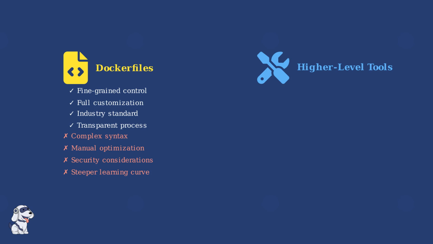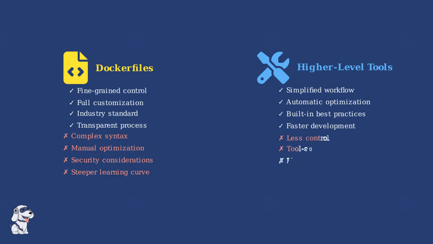However, they require complex syntax knowledge, manual optimization, and careful security considerations. Higher-level tools like Pack and Jib offer simplified workflows with automatic optimization and built-in best practices, leading to faster development. But they provide less control, require tool-specific knowledge, and have limited customization options.